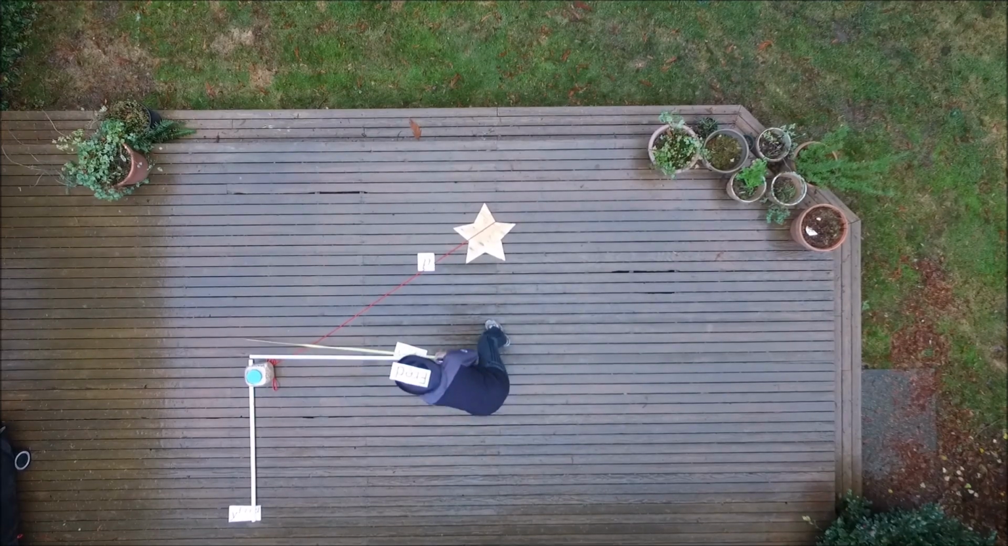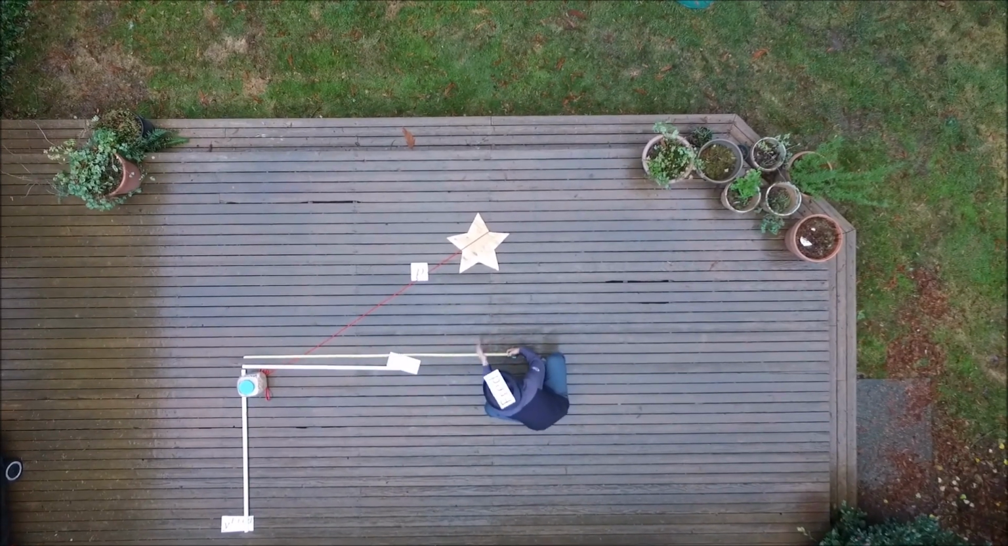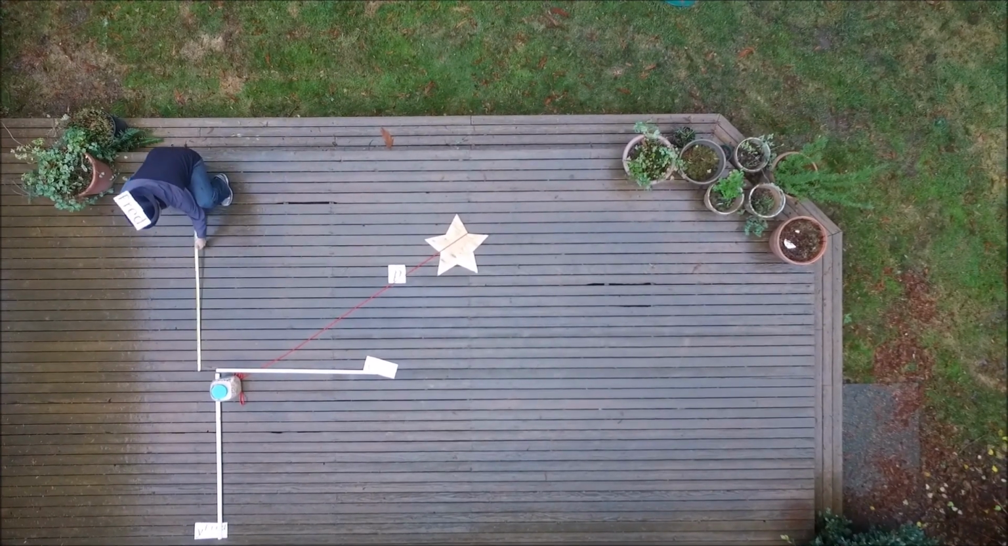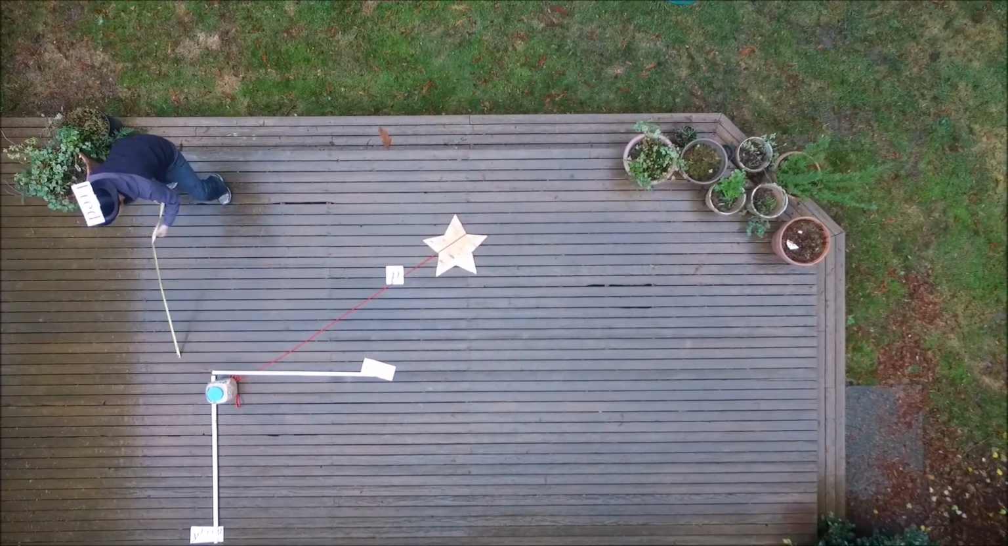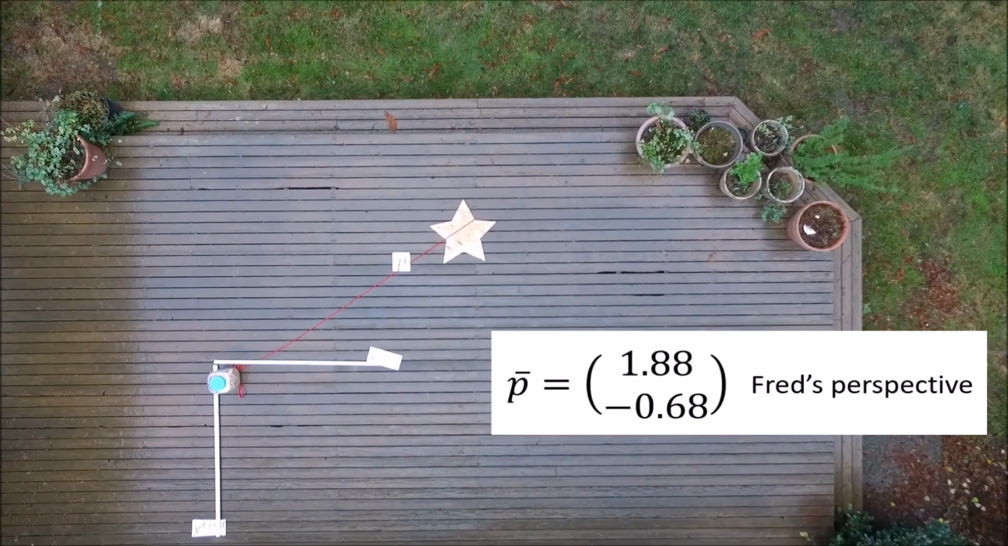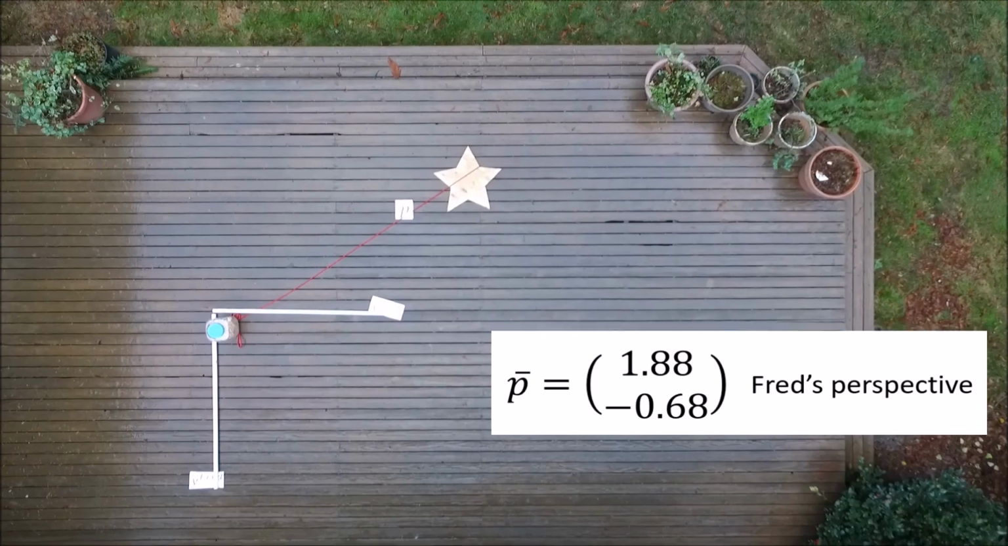So what Fred can do now is he can measure how far does he have to walk along his x-axis, and how far along does he need to walk in his y-axis to go from the base to the tip. And he says, oh, you need to go 1.88 meters in the x and negative 0.68 meters in the y.